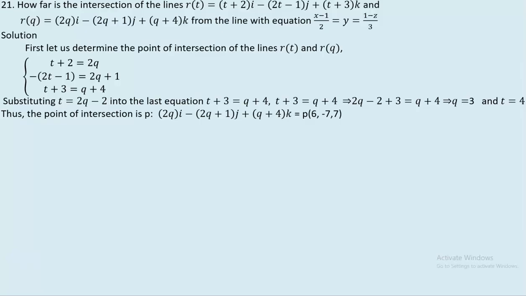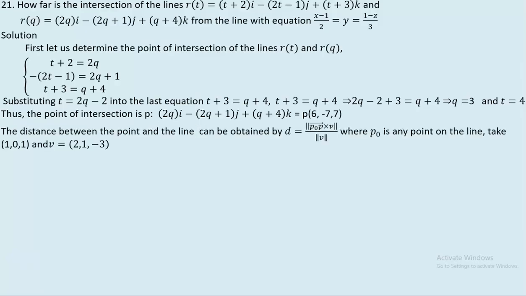Right, proceed please. Now what comes next is, this is a point of intersection. So where is the point of intersection now? 6, minus 7, 7 is the point of intersection, students. So how are you going to obtain the distance then? Once the point of intersection is determined, as we stated before, the distance between the point and the line can be obtained by using the formula d equals norm of p naught p cross v divided by norm of v, where p naught is an arbitrary point on the line.